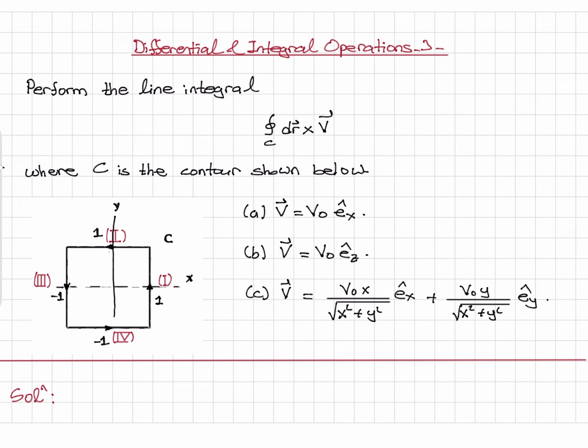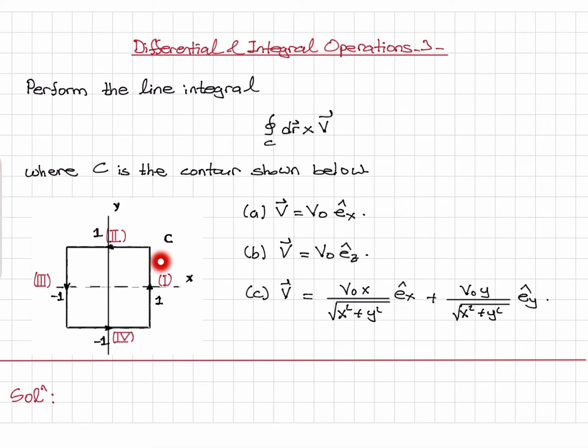y-axis here. All right. Let's move it to the center. And we're going to do this in part A for v0 ex hat. So the v vector is v0 ex hat. Now on segment 1, we have to find what dr is.